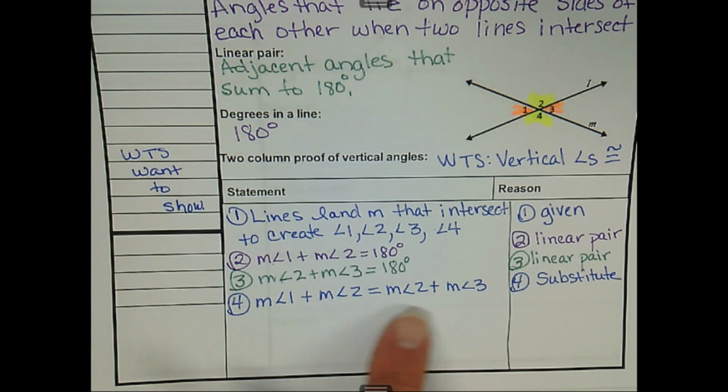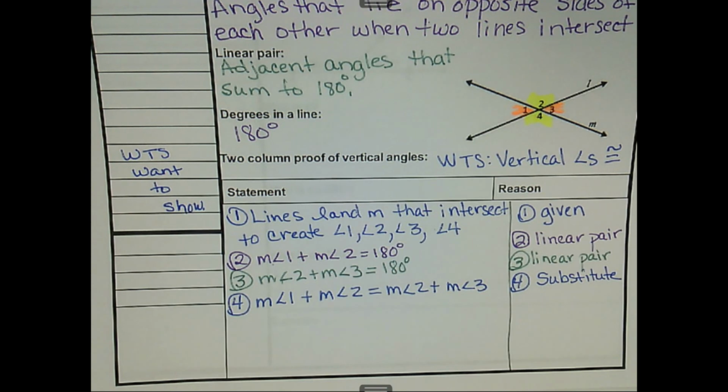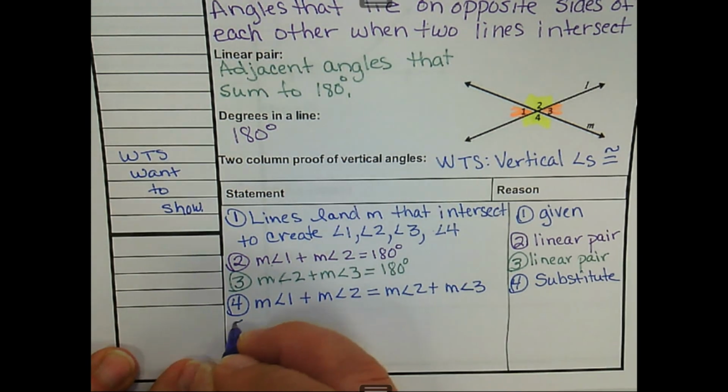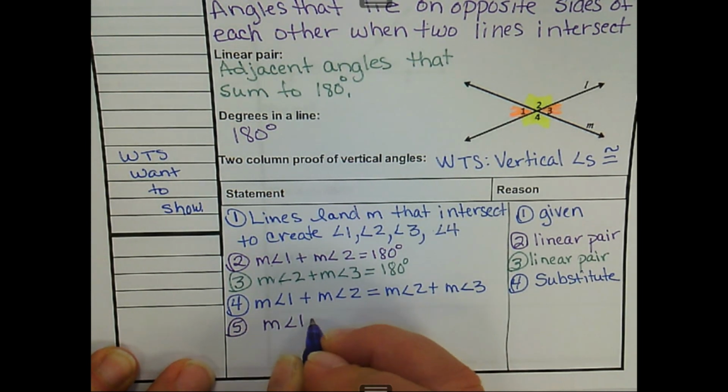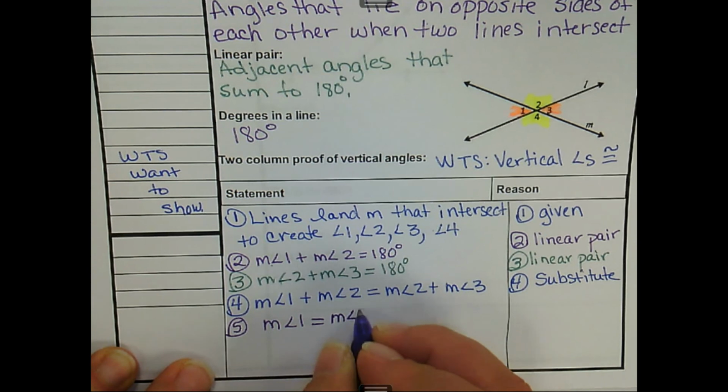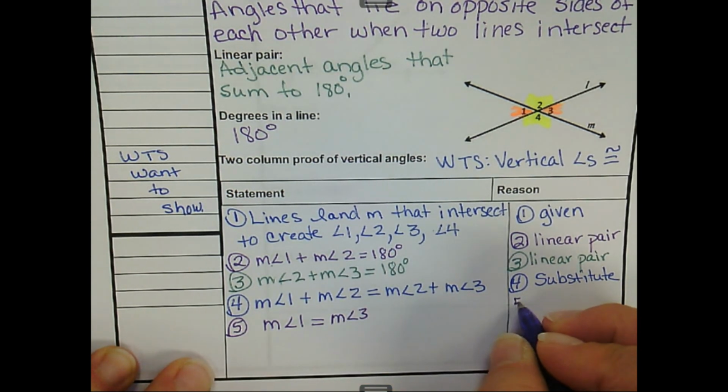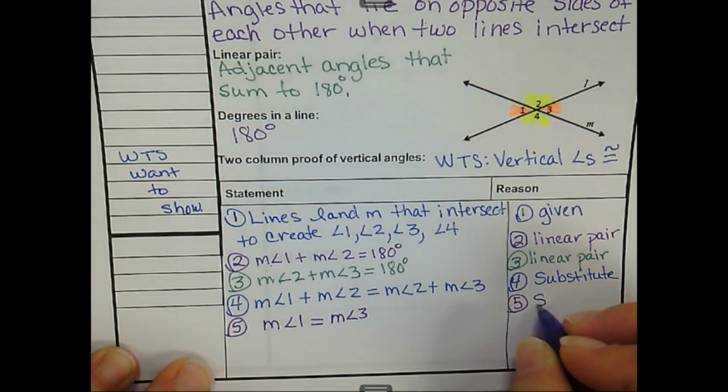If you said the measure of angle 2, you would be correct. The measure of angle 2 is a number. If I want to simplify and I'm adding the same number on both sides, how do I get rid of it? By subtracting it off. So I can say that the measure of angle 1 is equal to the measure of angle 3. That was subtraction.